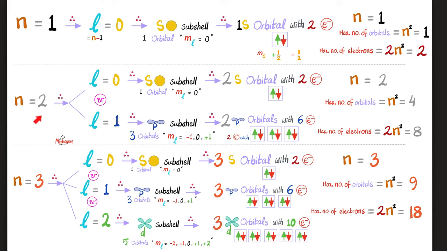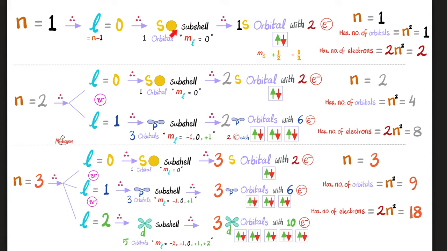Now let's review the second shell. When n equals 2, what's the maximum number of orbitals? N squared is 4. Where are these 4 orbitals? We have 1 orbital here in the S subshell and 3 orbitals here in the P subshell. So the total number is 4 orbitals. Total number of electrons allowed: 2n squared equals 8 electrons, as you see here. 1, 2, 3, 4, 5, 6, 7, 8. Bingo.